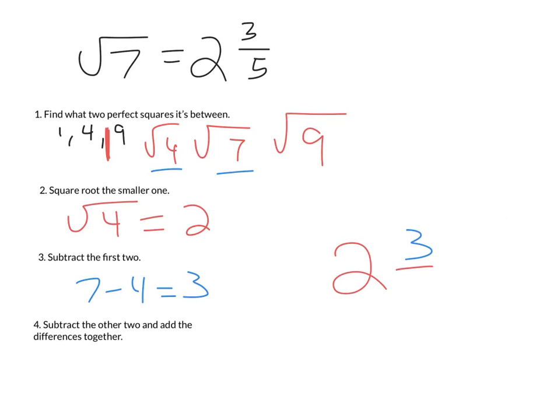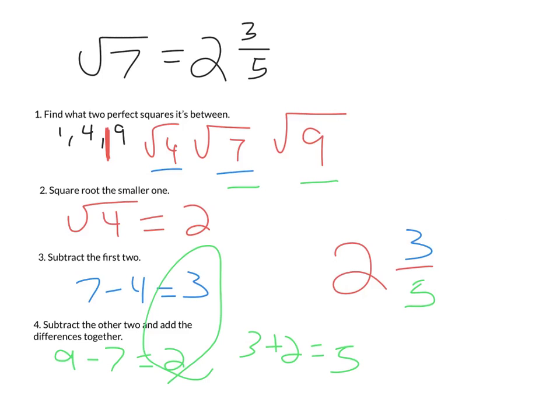The last step is I want to subtract the other two. So I want to subtract the bigger 2. So I have 9 minus 7, which gives me 2. I then want to combine my differences together. So 3 plus 2 gives me 5, and that 5 becomes my denominator. So again, my fractional estimate is 2 3/5.